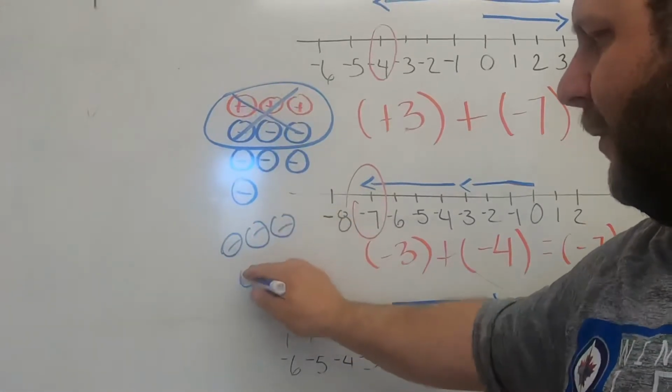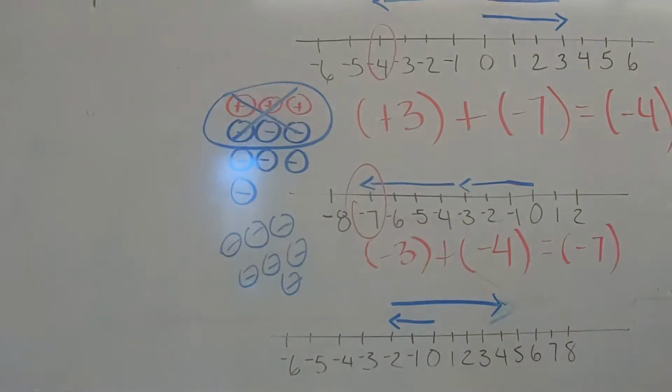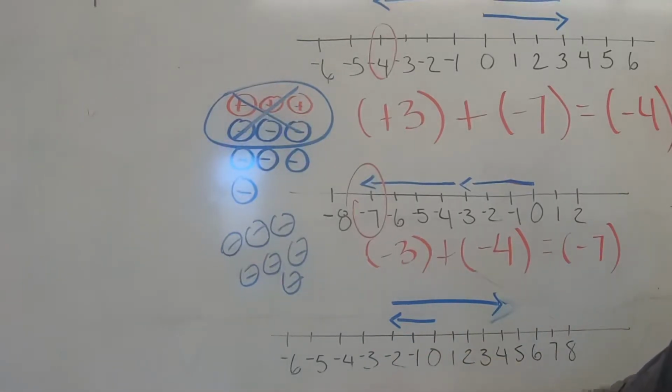We added 4 more negatives, and we ended up with a total of 7 negatives. The last one here is very similar to the first question, although we're going in opposite directions this time. Let's start at 0, 1, 2, so it's -2, because it goes 2 spaces towards the negative.